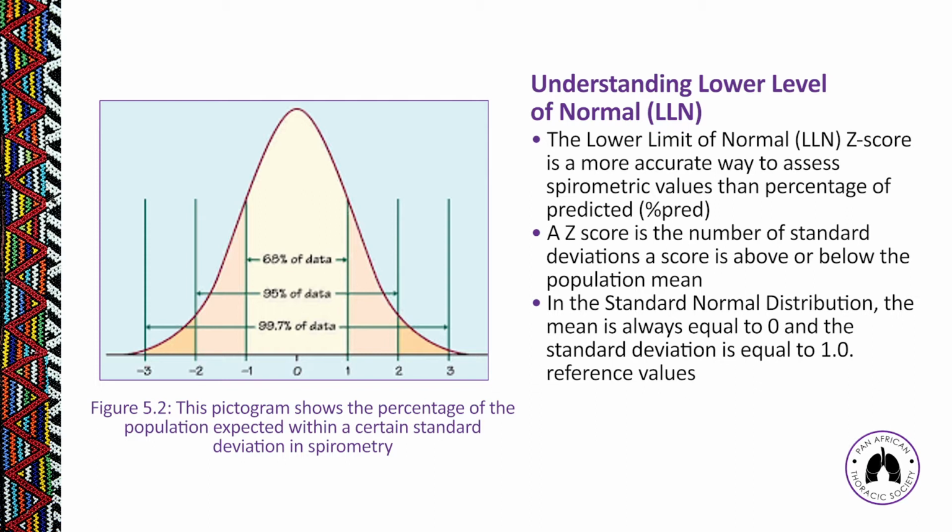Looking at figure 5.2, this pictogram shows the percentage of the population expected within a certain standard deviation in spirometry. So there will be about 68% of the population expected within one standard deviation of the mean on any measurement of spirometry. We would expect about 95% of the population within a Z-score of minus 1.64 or plus 1.64. And then we would expect almost 99.7% of the population to be within a Z-score of 3.